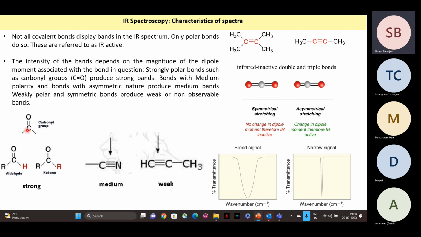Now, if the polarity is high, like the carbonyl groups, then a strong IR band is observed. If the polarity is medium, like the nitrile or cyanide group, a medium intensity band is observed. And if the polarity is very weak, like this unsymmetrical alkyne, then a weak IR band is observed. But in case of a symmetrical alkyne, like this one, there is no net dipole moment, and so IR is not observed.